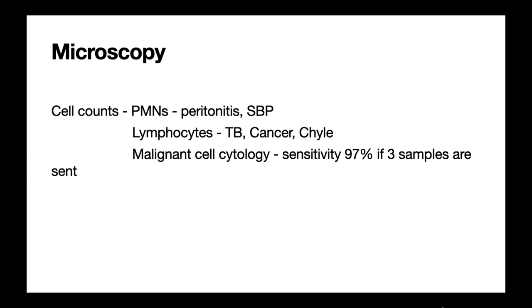Then it is very important to do a malignant cell cytology if you are suspecting malignancy. And here the dictum is to send 3 consecutive samples, a good amount of fluid, about 15 to 20 ml. So then only they can cytospin and take out the sediment and see it under the microscope.